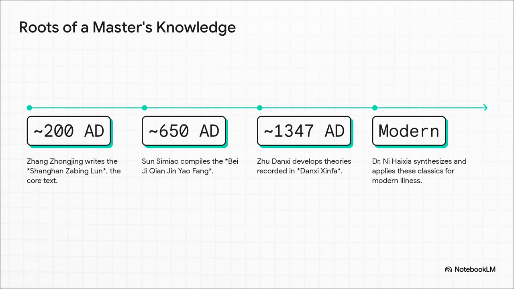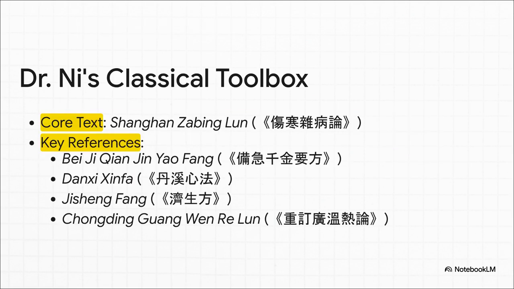You have Zhang Zhongjing, way back in the Han Dynasty, around 200 AD. His work was the absolute bedrock for Dr. Ni. And it continues all the way through these other masters from the Tang and Yuan dynasties. And this slide really gives you a peek into his library, his classical toolbox. Right at the very heart of it was the Shanghan Zabinglun. That was foundational. But he wasn't a one-book practitioner. No way. He was pulling wisdom from a whole range of other classics, kind of weaving their principles together to build this incredibly comprehensive toolkit. He was using an entire tradition.